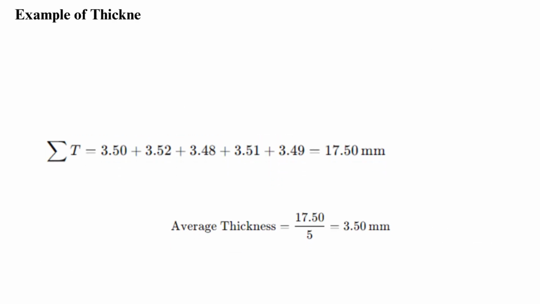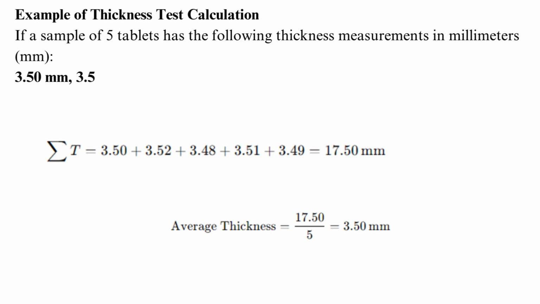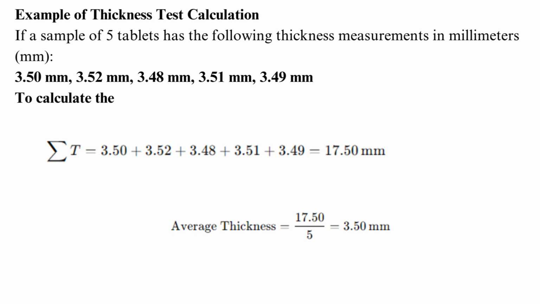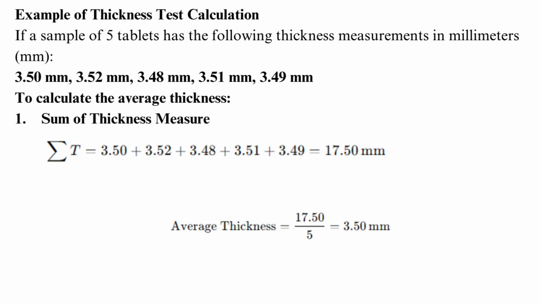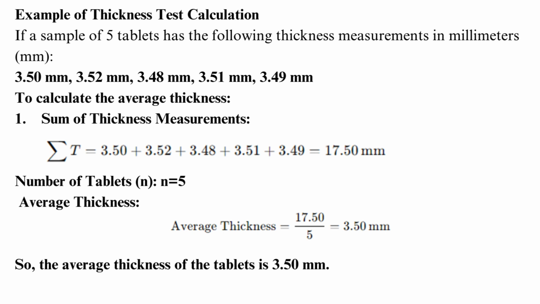Example of thickness test calculation. If a sample of 5 tablets has the following thickness measurements in millimeters: 3.50, 3.52, 3.48, 3.51, 3.49. To calculate the average thickness, sum of thickness measurements divided by the number of tablets, n equals 5. Average thickness, 17.50 divided by 5 equals 3.50 millimeters. So, the average thickness of the tablets is 3.50 millimeters.